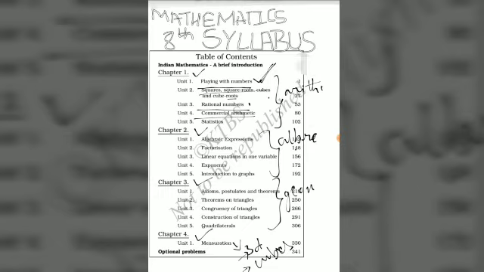Then we have exponents. As the name suggests, an exponent is a number which is given to the base. So exponents will have integral powers to non-zero bases. Then we have large numbers in exponential forms.